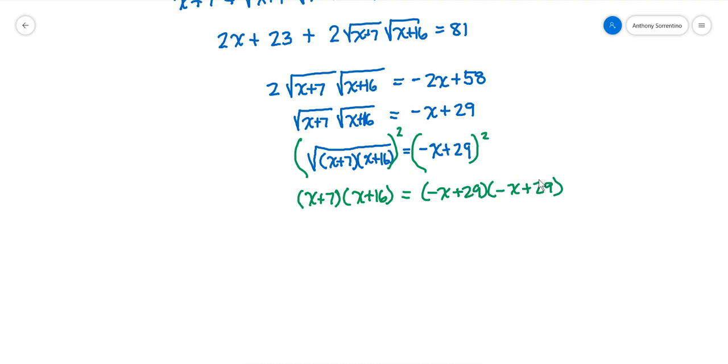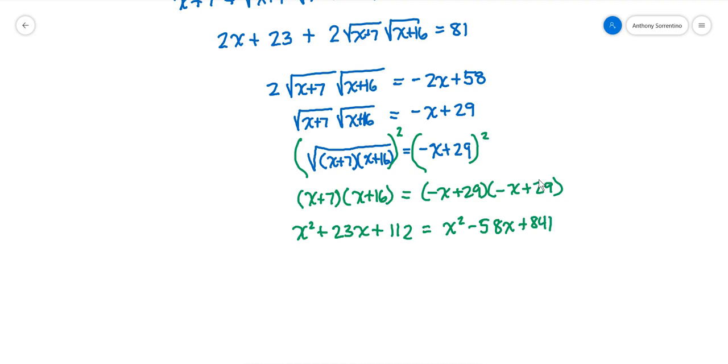And so when I work this out, I'm going to have x squared plus 23x plus whatever 7 times 16 is, 112. Negative x times negative x is x squared. Negative 29x, negative 29x is going to be a minus 58x. And 29 times 29 is going to be 841.